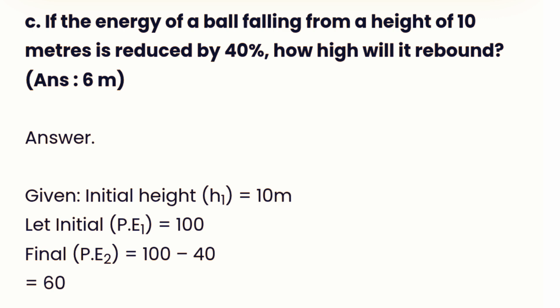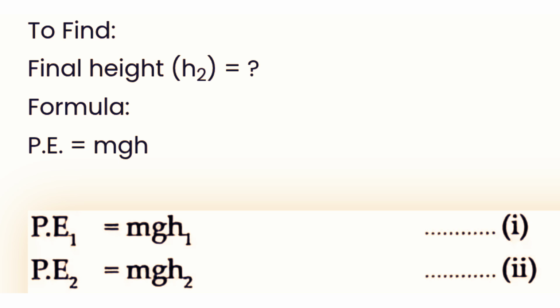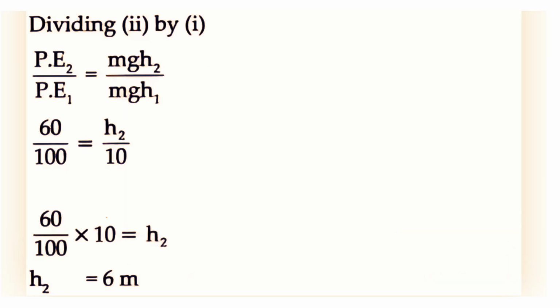C. If the energy of a ball falling from a height of 10 meters is reduced by 40%, how high will it rebound? Ans. 6 meters. Answer. Given, initial height h_1 equals 10 meters. Let initial PE_1 equals 100. Final PE_2 equals 100 minus 40 equals 60. To find final height h_2. Formula: PE equals mgh. Dividing 2 by 1, h_2 equals 6 meters.